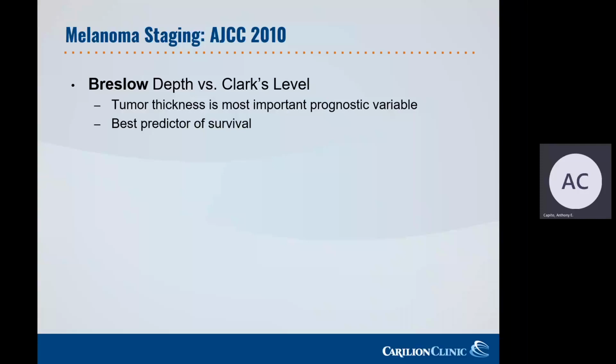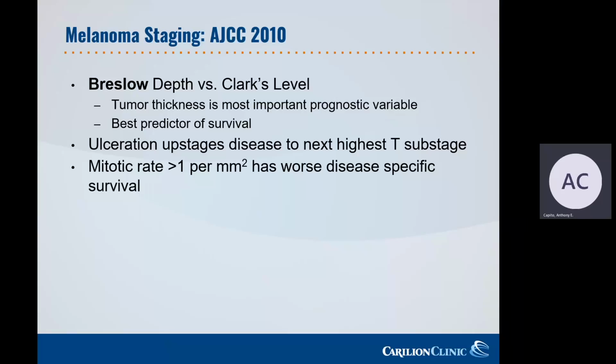So staging, it's all about the depth. There's the Breslow depth. Tumor thickness is the most important prognostic variable for melanoma and is the best predictor of survival. So if you have a lesion that is ulcerative, that upstages it to the next T substage, and a mitotic rate greater than 1 per millimeter squared has a worse disease-specific survival. So those are things that we will look for on the histology: ulceration and a high mitotic rate. Those are worse prognostic indicators.